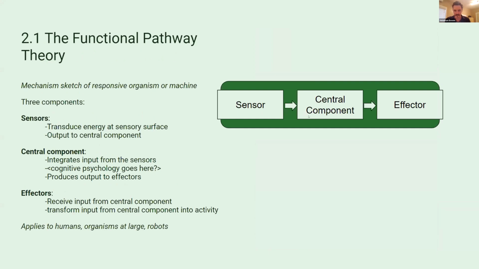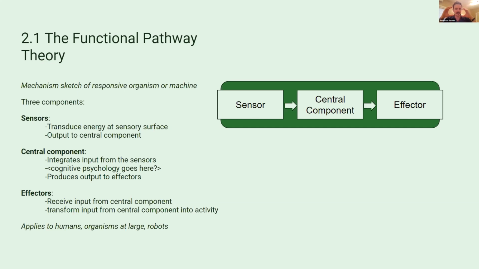So let's just say something about what each of these components are. Sensors are transducers. They transform energy at a sensory surface of the organism, and then they output to the central component. Let's talk about the effectors next. The effectors transform input from the central component into activity or behavior. And so what can we say about the central component?